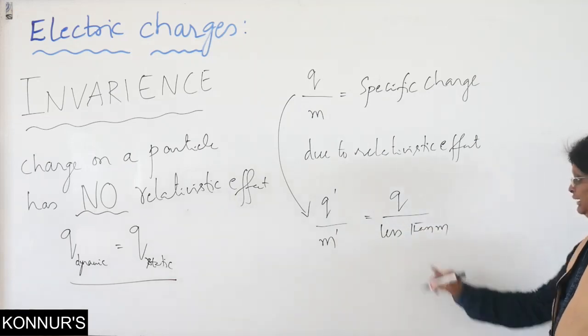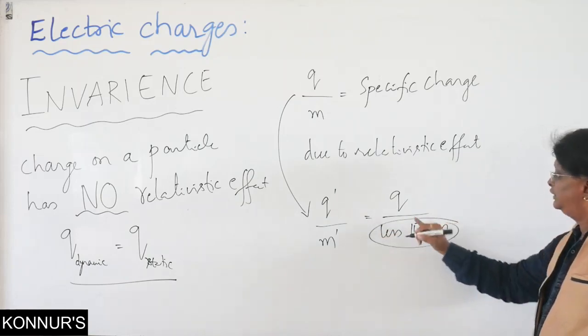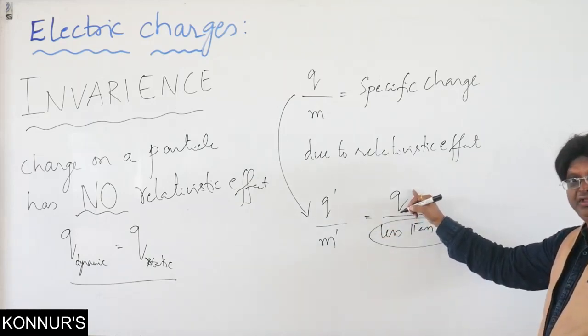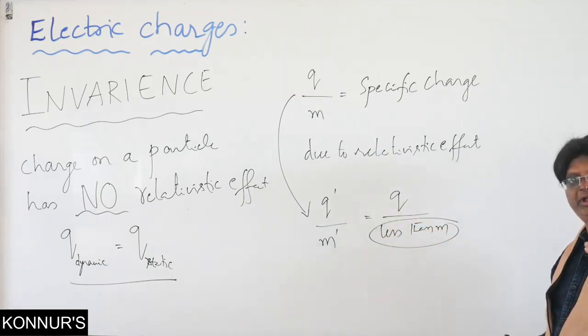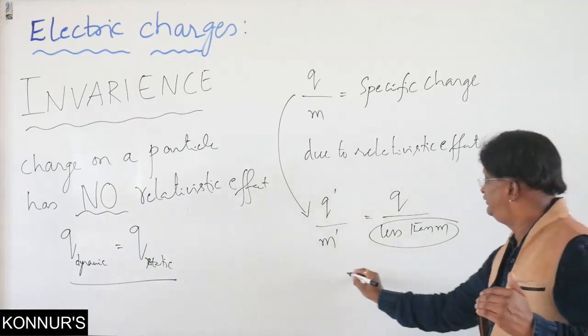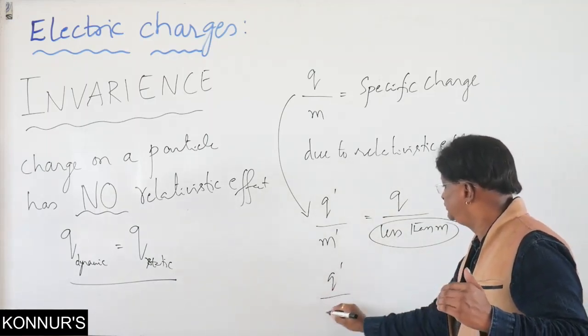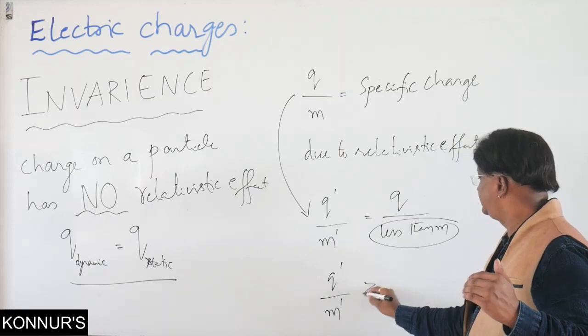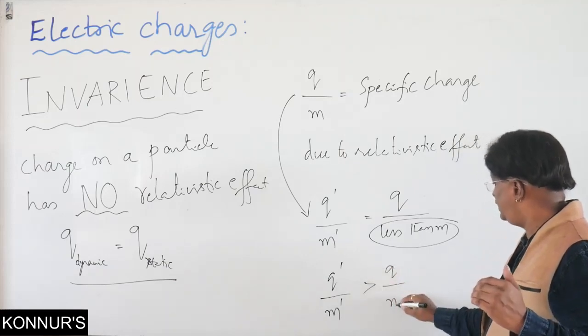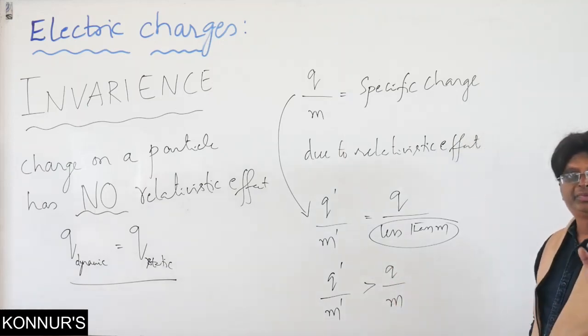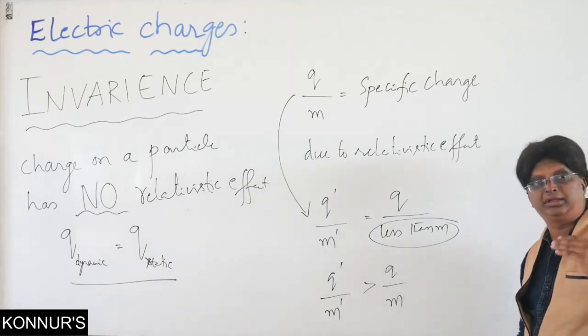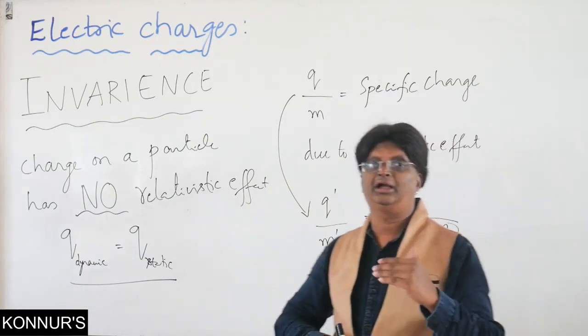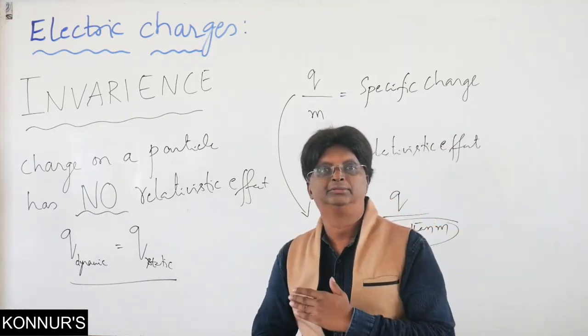M dash is less than M. What is happening? No change in the numerator, but the denominator is decreasing. Therefore, Q dash by M dash is greater than Q by M. Specific charge of the particle is increasing when it is accelerated to very high velocities, is the answer.